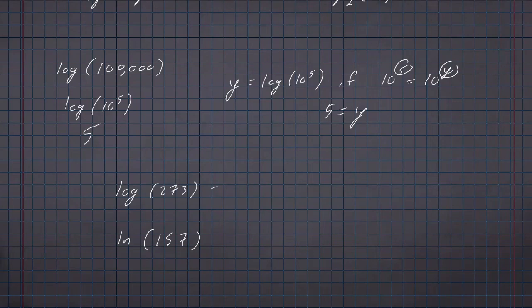Rounding to a reasonable number of digits, the common log of 273 should be something in the ballpark of 2.44, and the natural log of 157 should be something in the ballpark of 5.06. Again, rounding both of those to the nearest hundredth, just to round them somewhere. With very few exceptions, the common log or the natural log or the log of any other base of any given number is an irrational, transcendental number and unpleasant to try to write out. So we use decimal approximations.